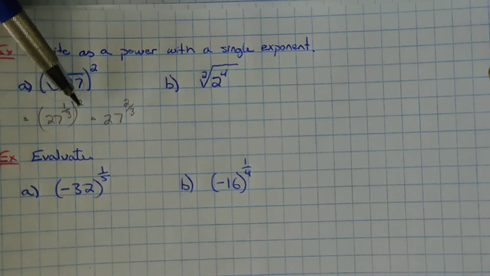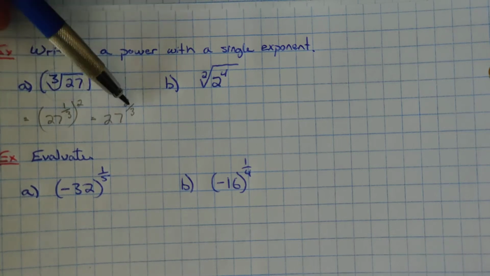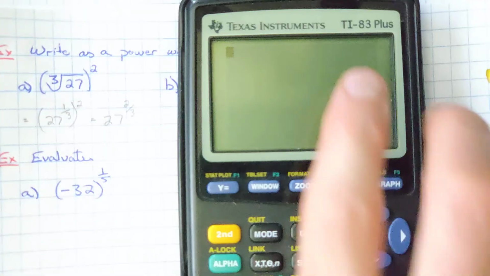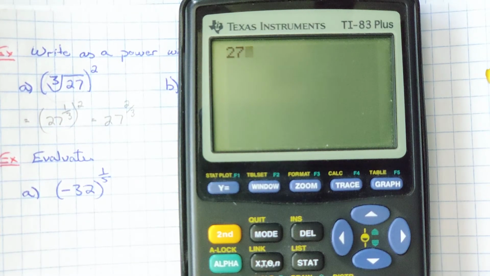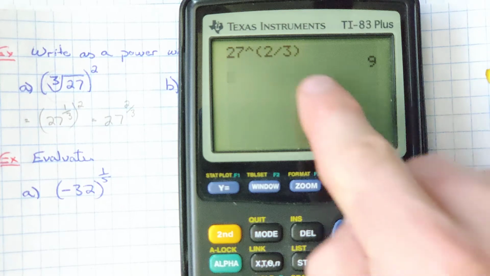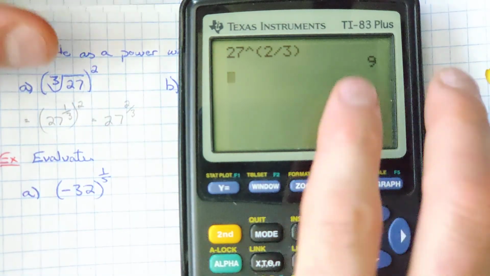So when we have this situation where we have a fraction and then a whole number, we can just stick the whole number on top of the fraction, and this cubed root of 27 squared is going to be 2/3 as an exponent. And then you could actually calculate that just doing 27 to the power of bracket 2 divided by 3, and you're going to get yourself 9. The cubed root of 27 is 3, because 3 times 3 times 3 is 27. So the cubed root of 27 is 3, and 3 squared is 9. And that's what this does. It does each one individually.